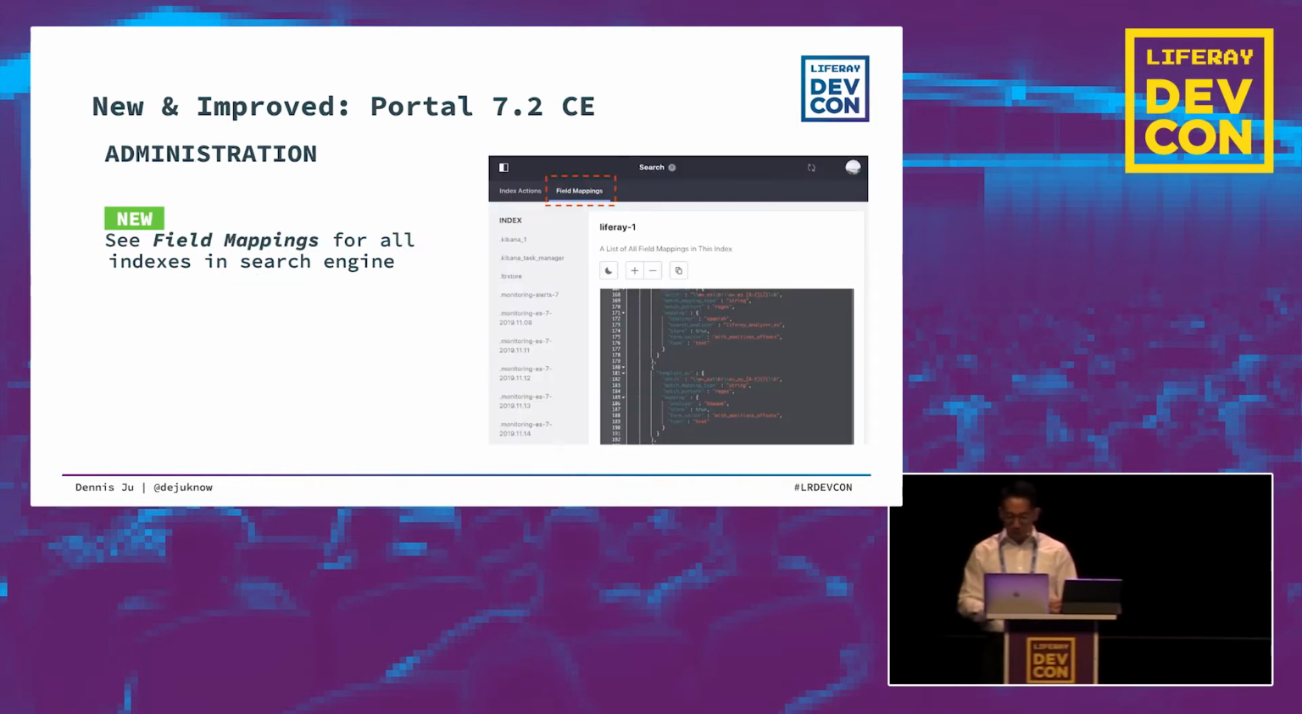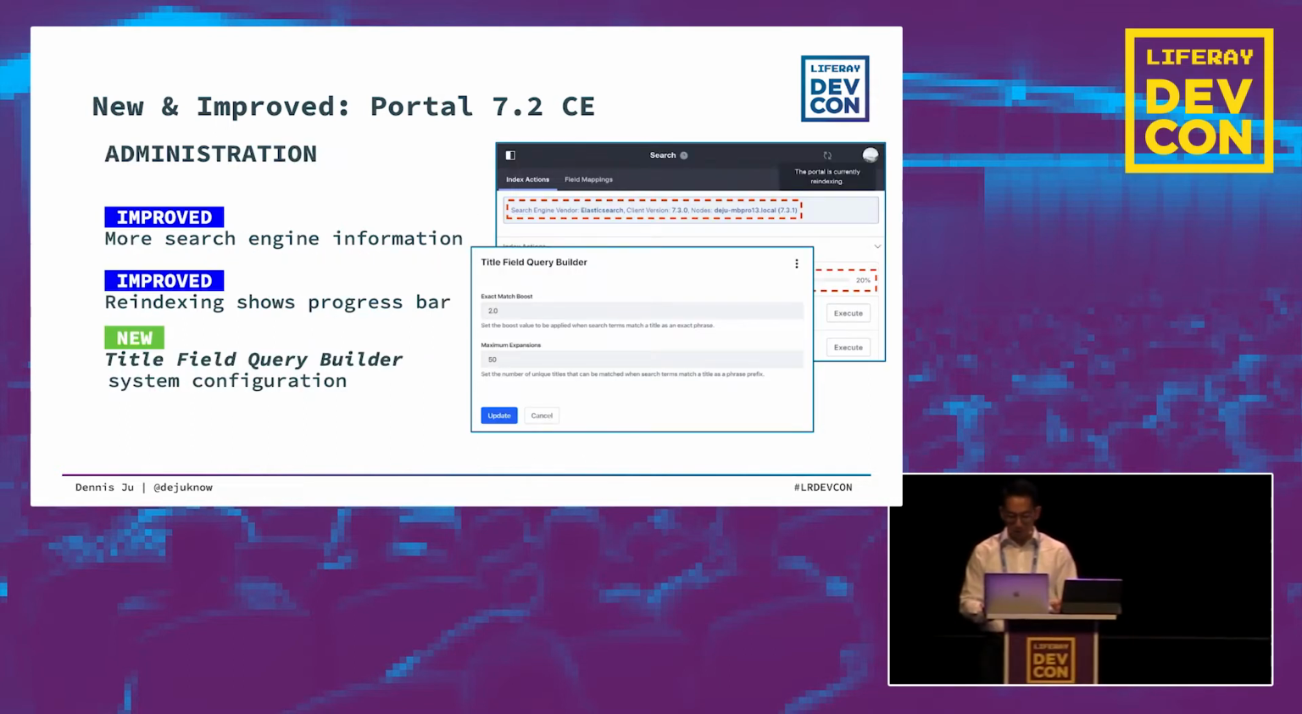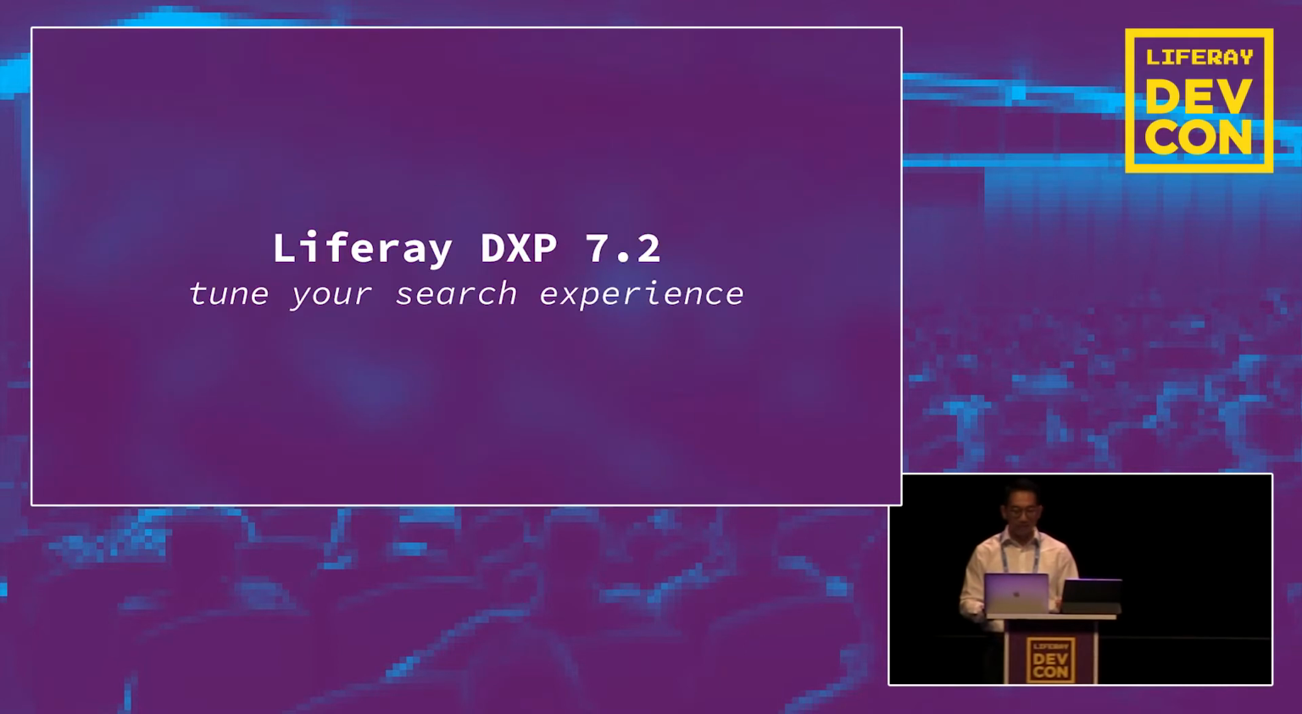Some administration stuff. There's now a tab that shows all the indices and the field mappings. Search insights, now you can actually see the explanation. So something you could, of course, always do by querying Elasticsearch directly, but we've made it a lot easier to access this information. Other UI improvements, additional configurations, API improvements, multi-language search improvements. Okay, let's get through these slides.